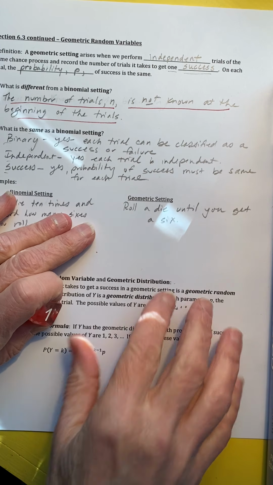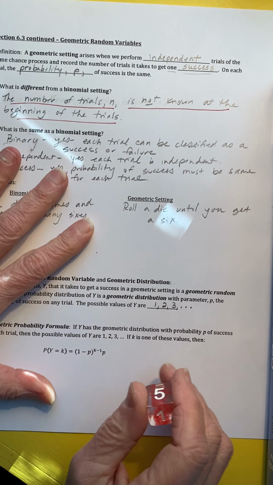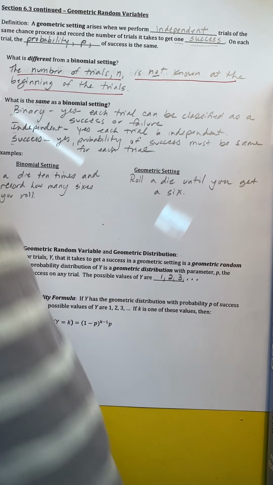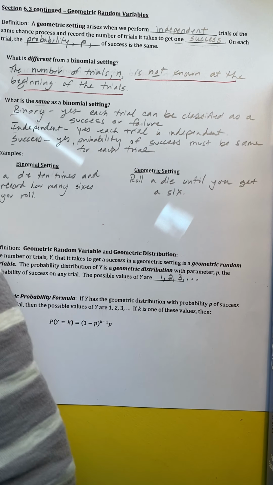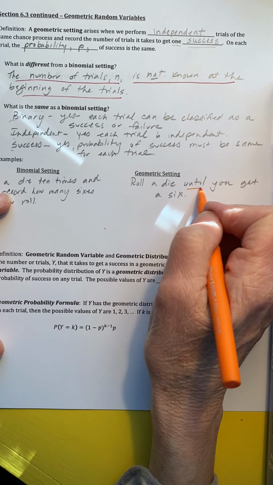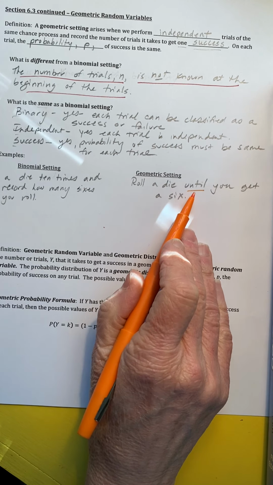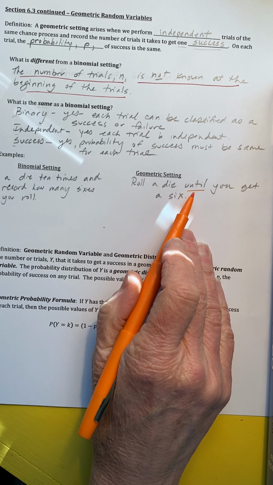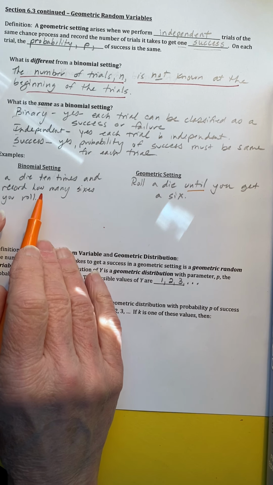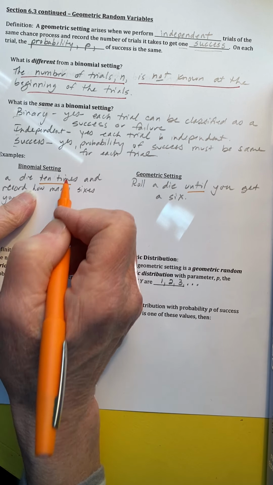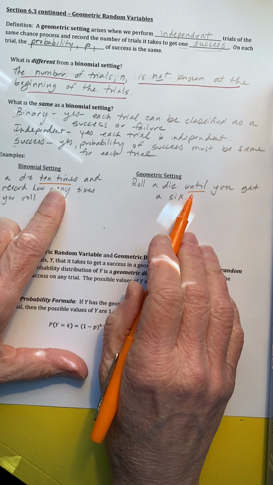The geometric setting of a similar problem would be you roll a die until you get a 6. This is the key word here. When you see until or some word similar to that, it means you're probably dealing with a geometric setting, and the probability formulas are different versus here where they tell you you're going to roll 10 times. This is the setup that's different.